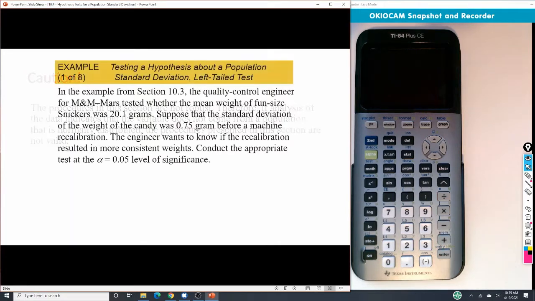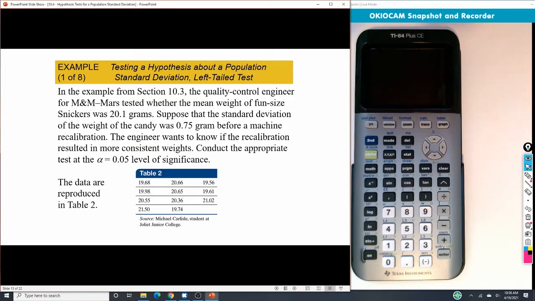All right, so if we go back to our M&Ms and Mars quality control engineer here, they looked at it and said the mean weight of the Snickers is 20.1 grams. Now suppose that the standard deviation of the weight of the candy was 0.75 grams before a machine recalibration. The engineer wants to know if the recalibration resulted in more consistent weights. Conduct the test at a 0.05 significance level.